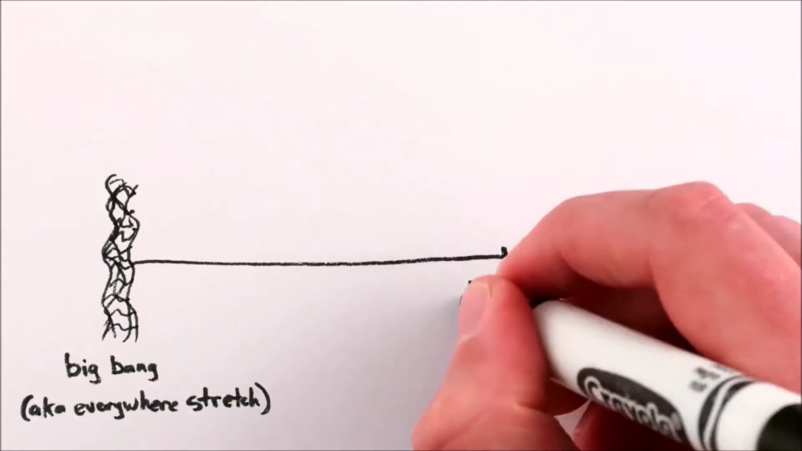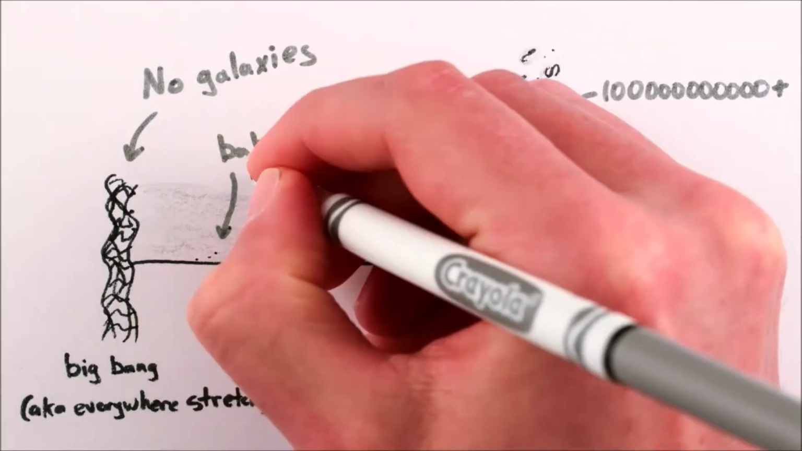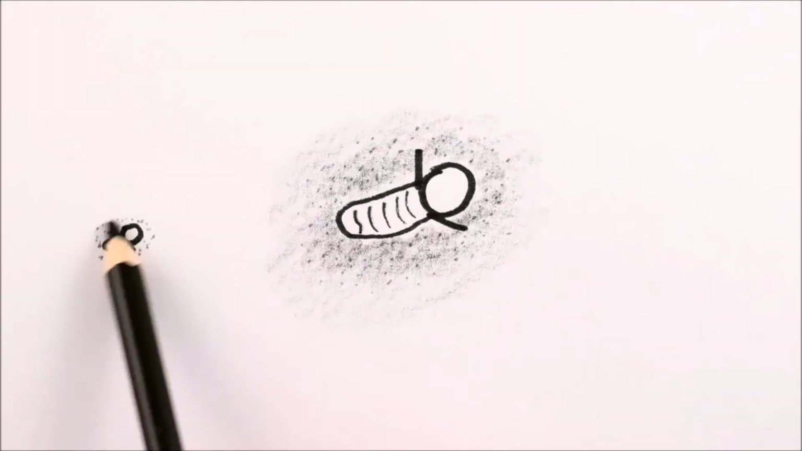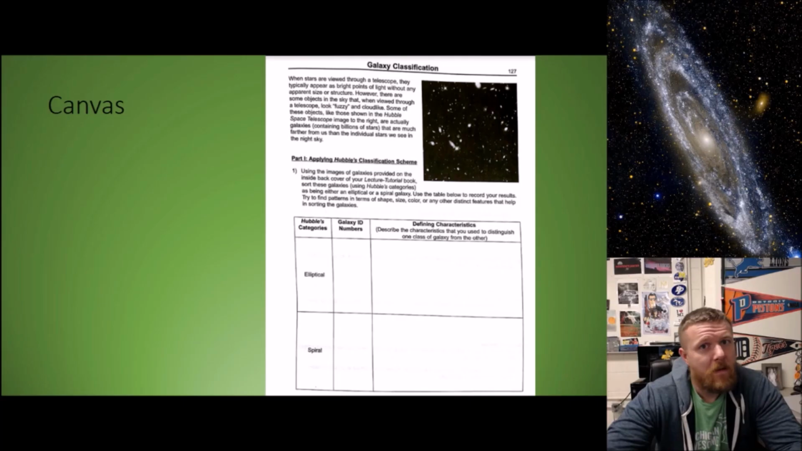What we do know is that today we have bajillions of galaxies in our universe, none of which existed 13.8 billion years ago, so somewhere in between, they must have all been babies. Big, gassy babies surrounded by clumps of dark matter. Now it's time to practice.